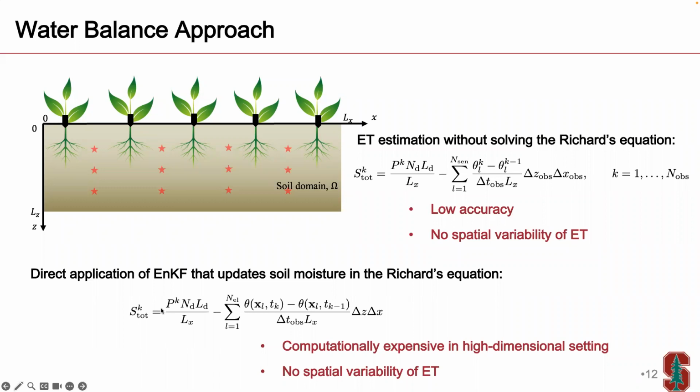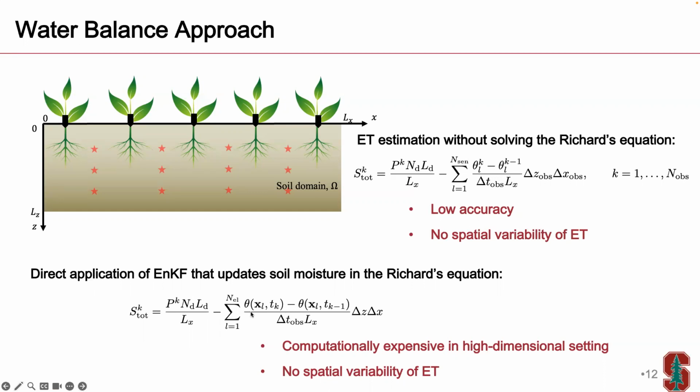And the second method that is widely used is a data assimilation approach. And the soil moisture content predicted by solving the Richards equation is updated with the soil moisture measurements. And the total evapotranspiration rate is also calculated from the water balance approach, but we use the updated soil moisture from the data assimilation approach.